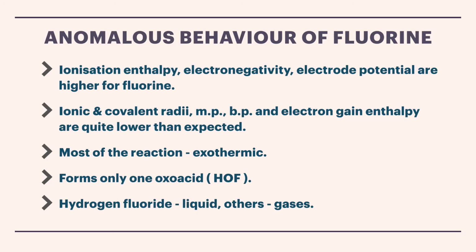The fourth point is that it forms only one oxo acid, that is HOF, while other halogens form a number of oxo acids. Last one, hydrogen fluoride is a liquid and has a boiling point of 293 Kelvin. This is because of strong hydrogen bonding, while other hydrogen halides are gases. So hopefully you understood this.